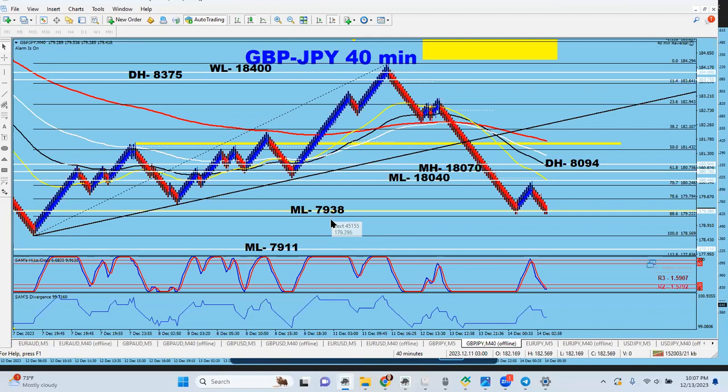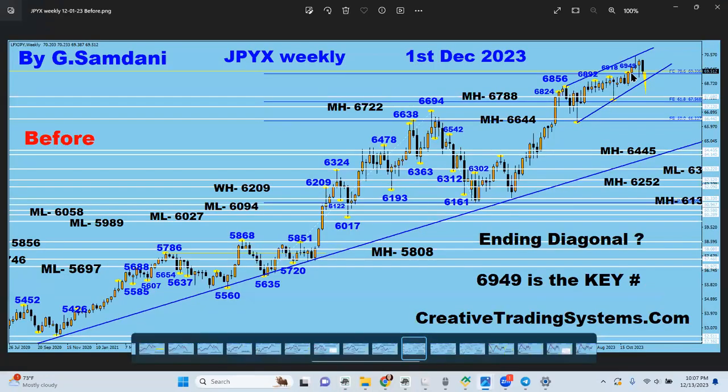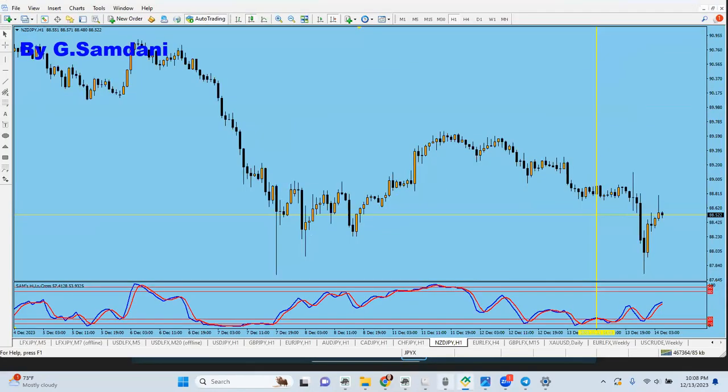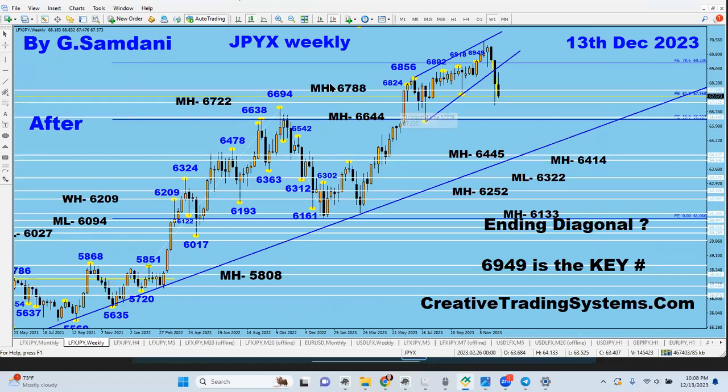So what happened? Basically, the yen index. Now, let me show you the yen index weekly chart I made a week ago, probably a couple of weeks ago. This is an ending diagonal. 69.49 is the key number I said, and then we were supposedly going to drop to 67.88 or more, right? This is supposed to happen, and I made this chart on December 1st, and as of today, December 13th, you can look at the weekly chart. Look at that, right? The 67.88 is gone.